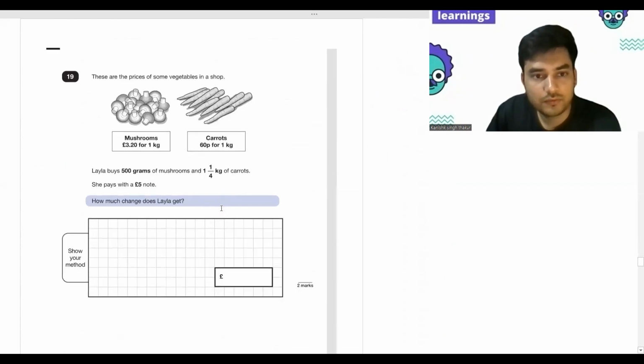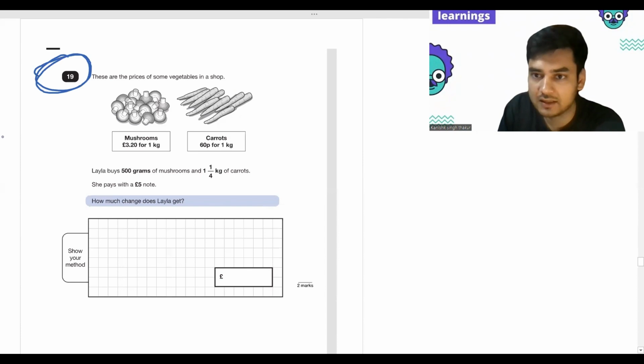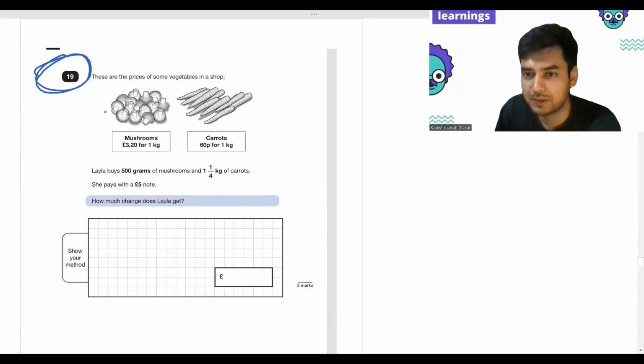Now you move to here. This type of question gets repeated a lot in the sets. These types of question, definitely you will get one like this, so you have to be prepared for it. These are the prices of some vegetables in a shop. Mushroom is 3 pound 20 pence for 1 kg, and carrots 60 pence for 1 kg.